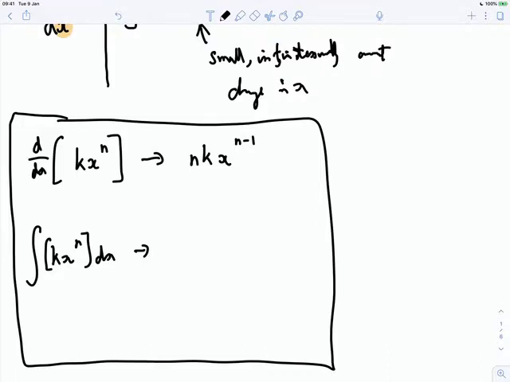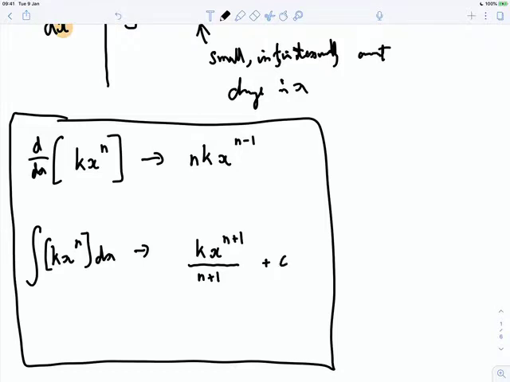So you do the opposite and in the reverse order. If the last thing was subtracting 1 from the power, we're now going to start with adding 1 to the power. And then if the first thing we did was times by the power, then the last thing we're going to do is divide by that new power, so n plus 1, plus some constant.